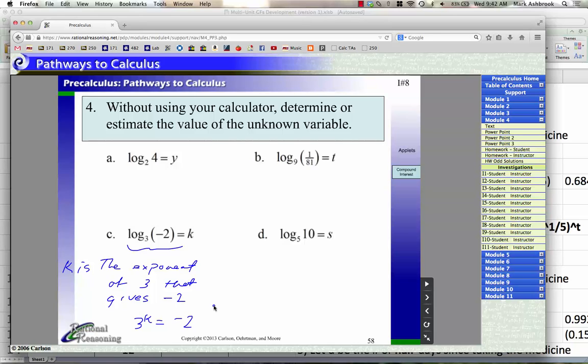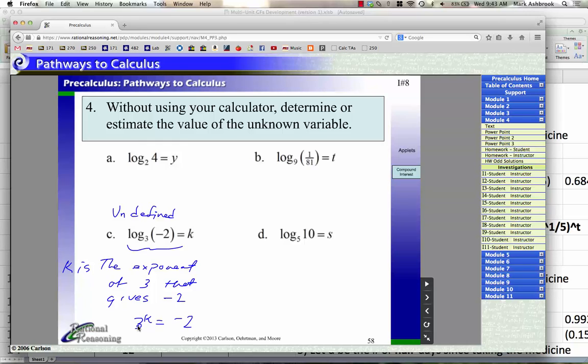You can't raise something to an exponent and get a negative number. Even if you raise it to a negative, we know you get 1 over 3 to the positive. So no matter what you raise 3 to, you always get a positive value. So this is undefined. This log is undefined. When you raise a positive number to an exponent, it doesn't matter what the exponent is, you get a positive number. So this is impossible. There's no exponent of 3 that gives -2. He said imaginary, so we have to be in a different number system.